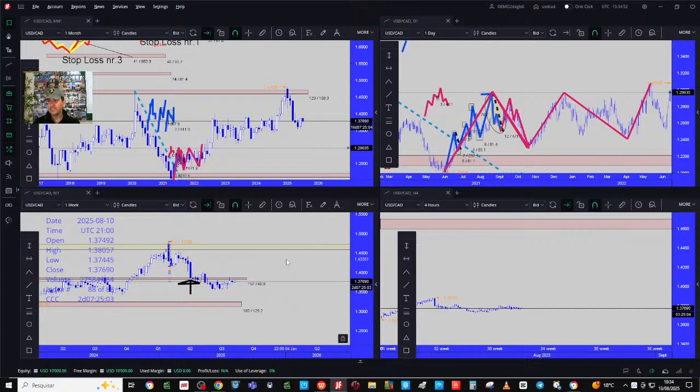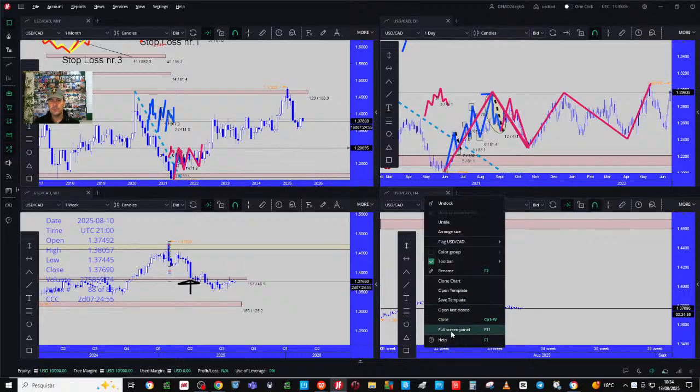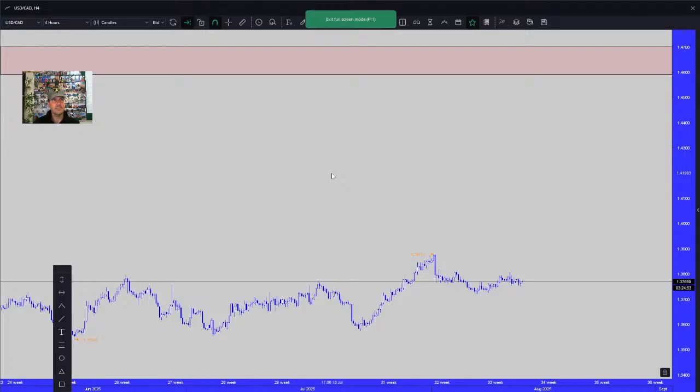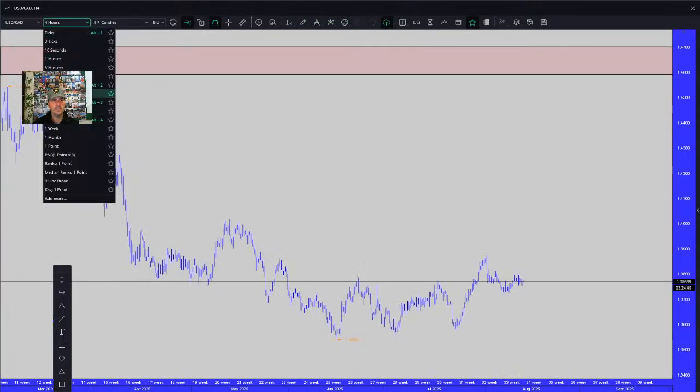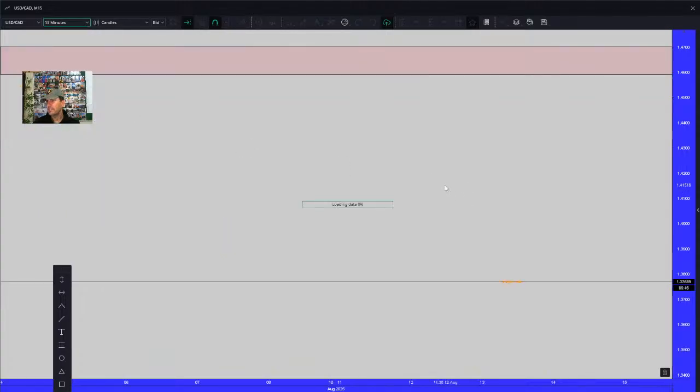Okay, everybody. All right, so how to trade higher time frames and lower time frames. Let's go on the 4-hour chart example, USD CAD 4-hour chart, or let's start with the 15-minute chart, okay? Everybody open the 15-minute chart. Give me a second on the 15-minute chart.